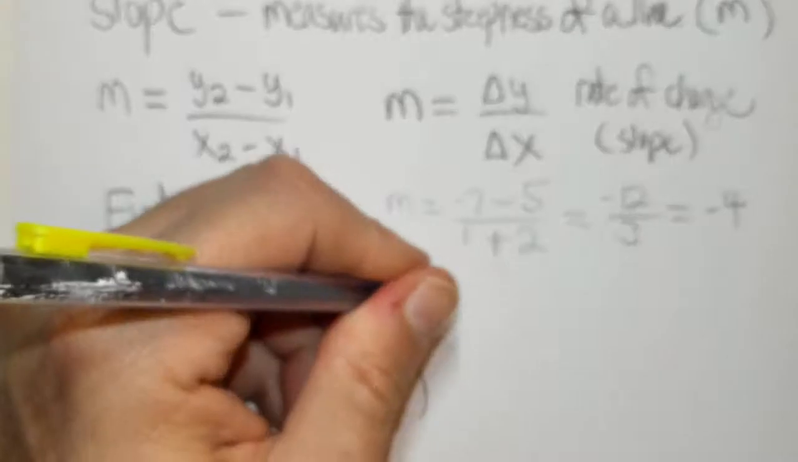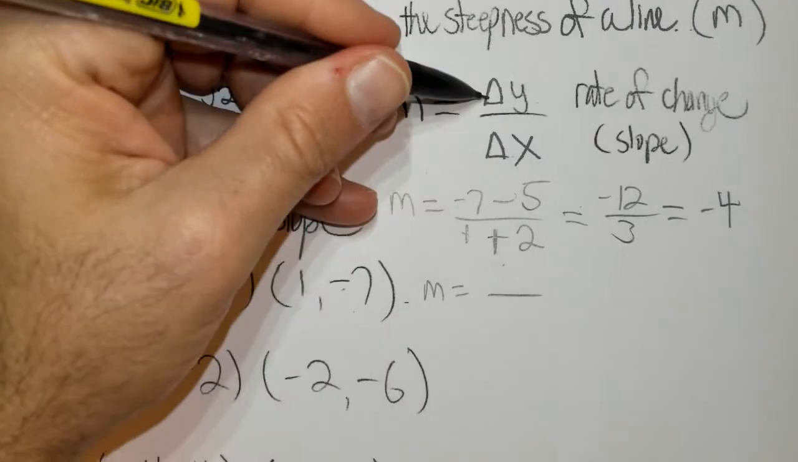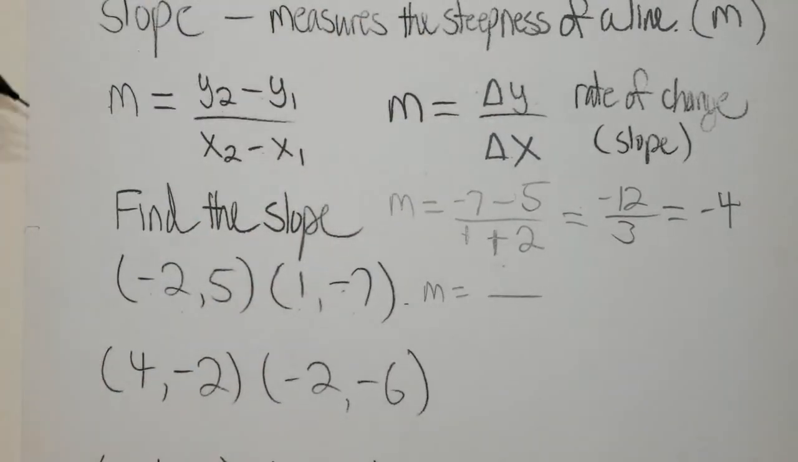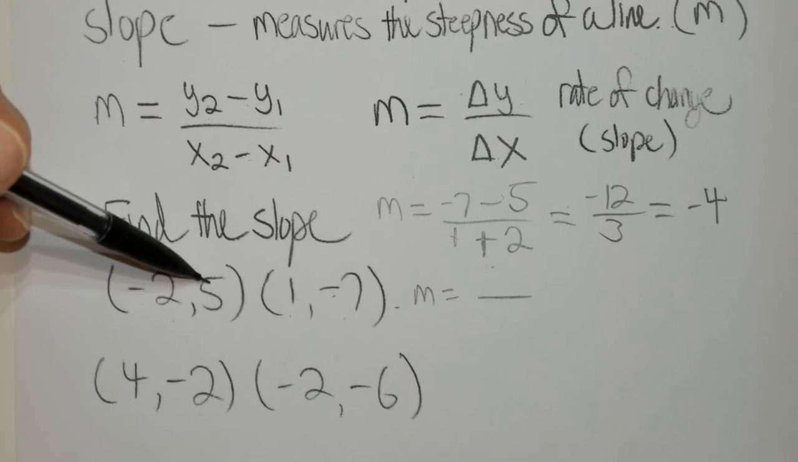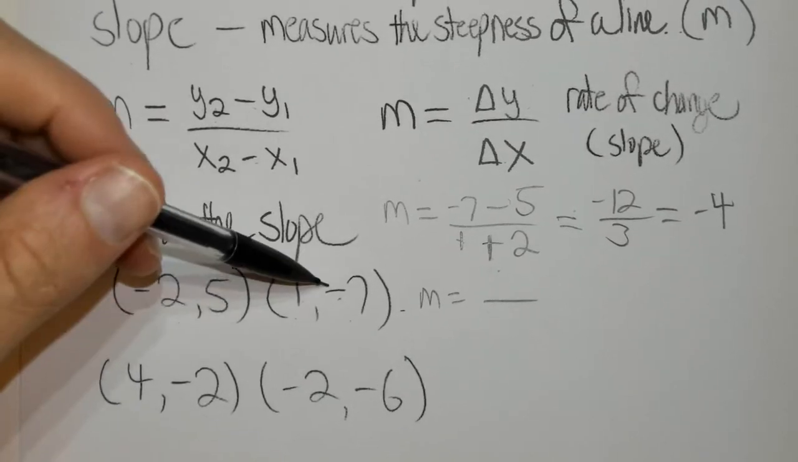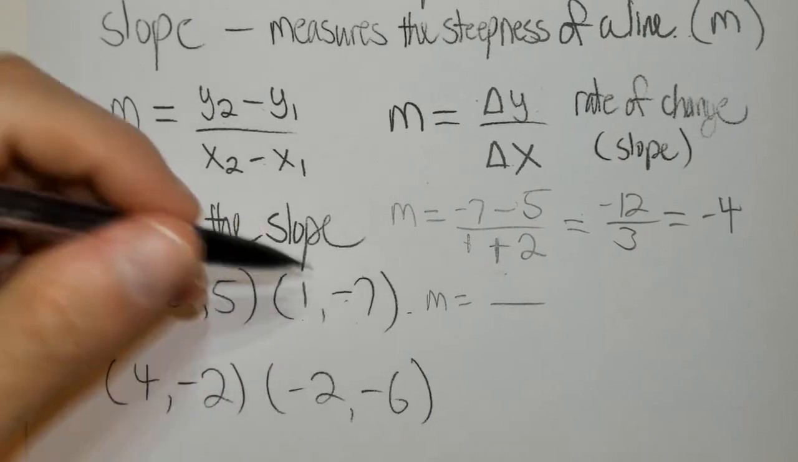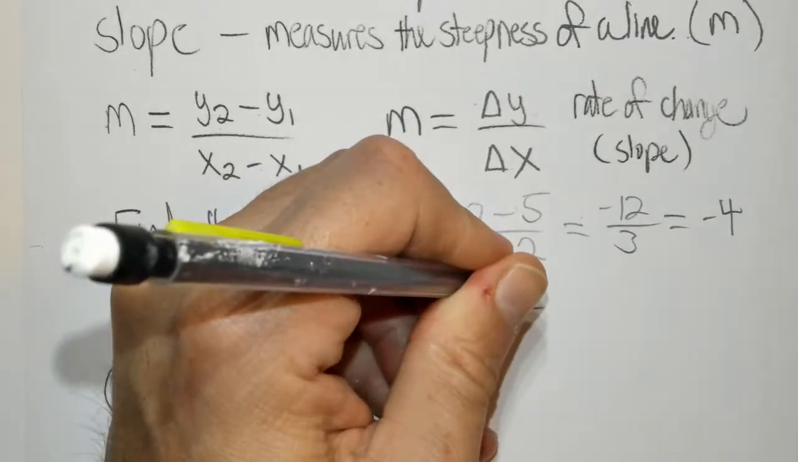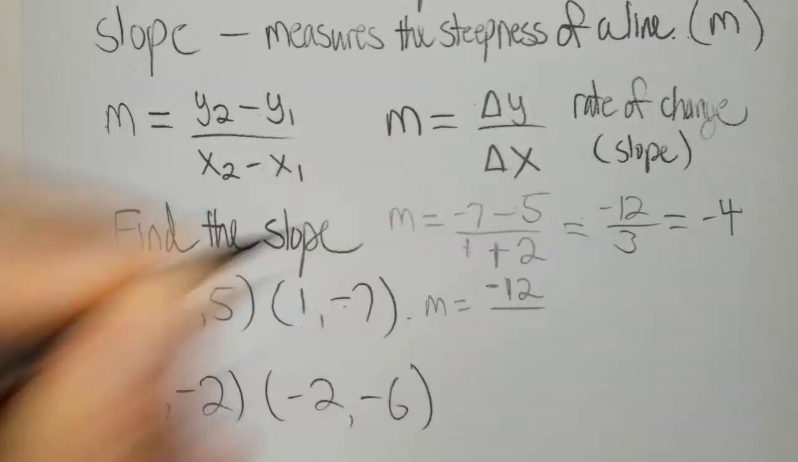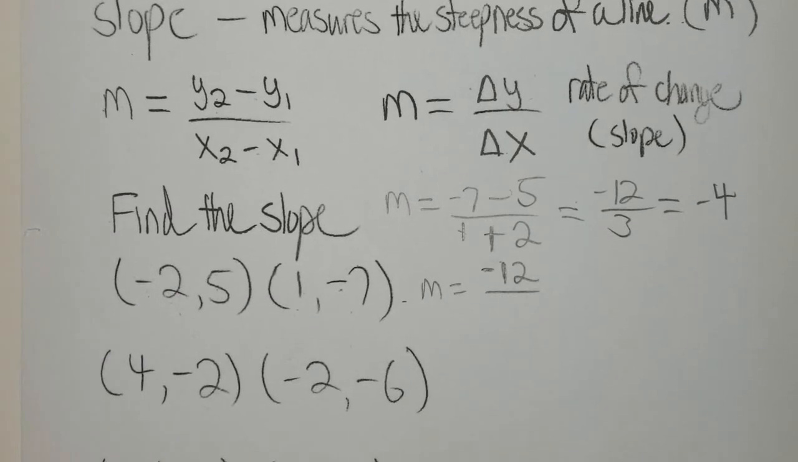Okay, so now let's do the same problem, but we're going to use the rate of change formula. And so now the slope is equal to, and on top we just want the change in y. So how much does y change? Well, y goes from 5 to -7. From 5 to -7 is going down, so that's negative, and it's going down by 12. So I'm going to put that 12 on the top of the fraction. So it's going down by 12, -12.